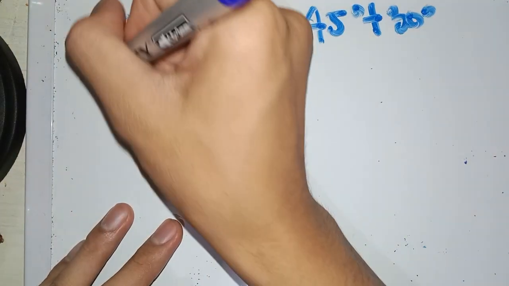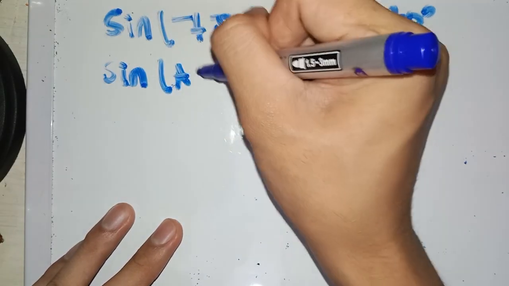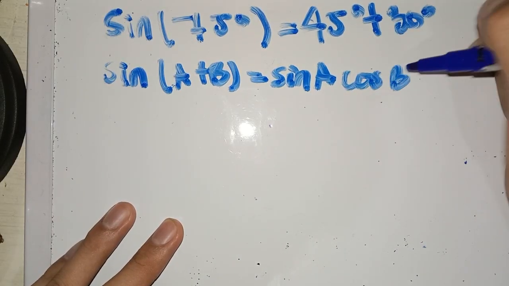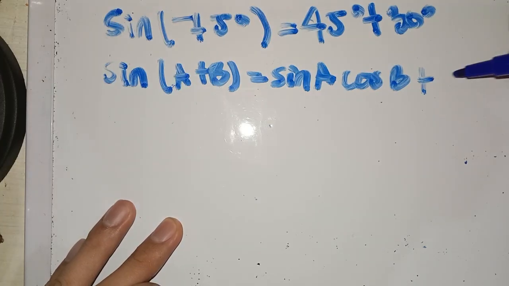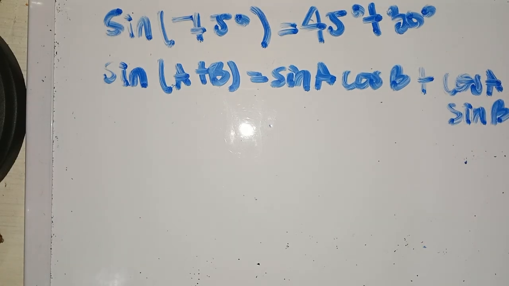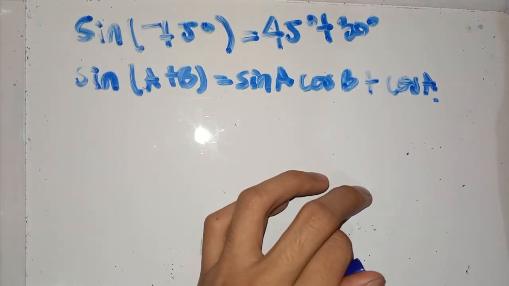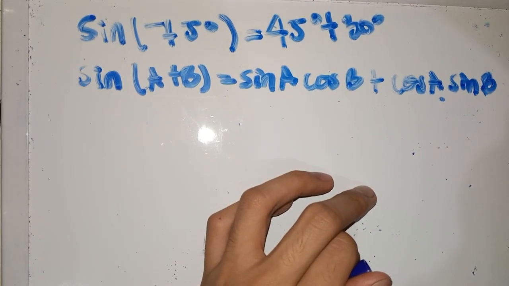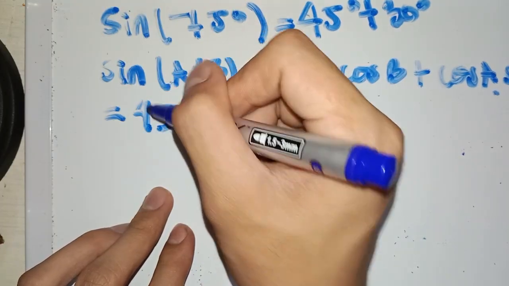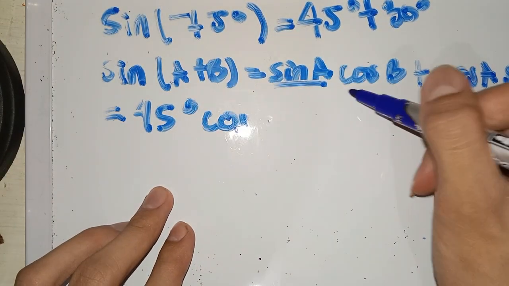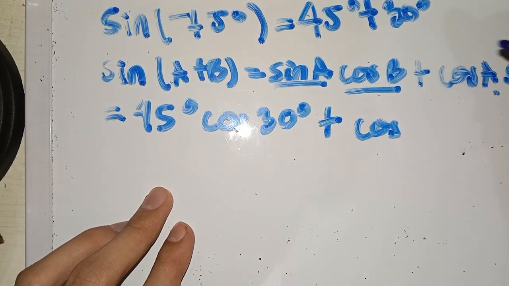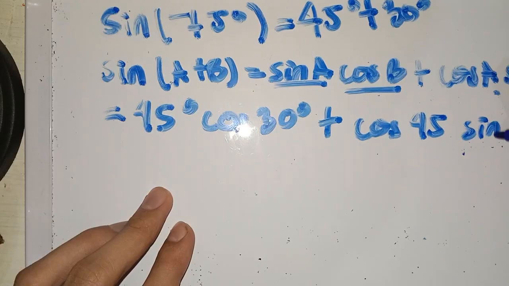Now using the formula, sine of A plus B is equal to sine A cosine B plus cosine A sine B. Now sine A is 45 degrees, cosine B is 30 degrees, plus cosine 45 degrees, sine 30.